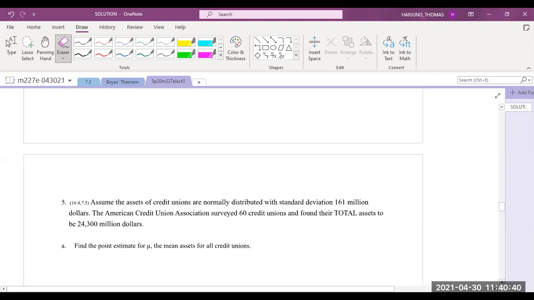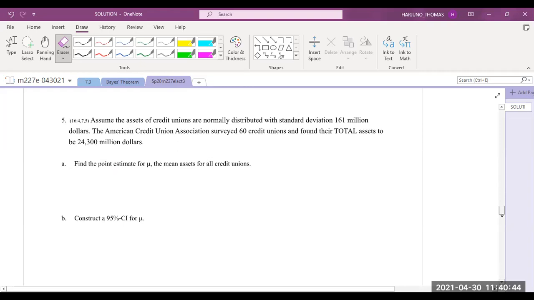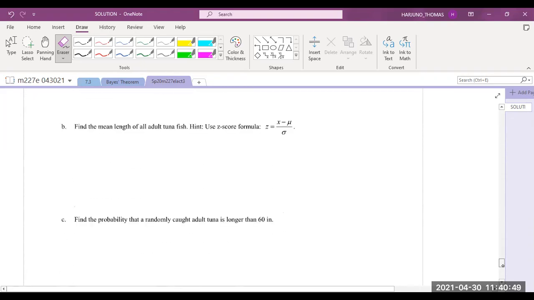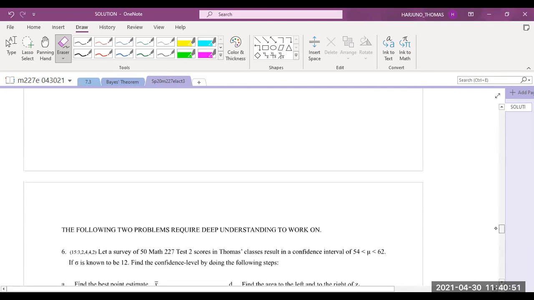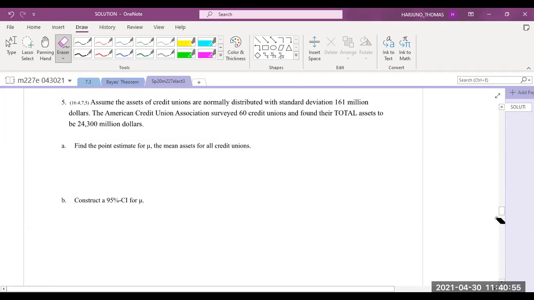Number 5. Now, starting from number 5 and on, I think how many more pages from here? 1, 2, 3. Oh, 3 more pages from here. Number 5. Assume the assets of credit unions are normally distributed with standard deviation $161 million. So the standard deviation is $161 million.